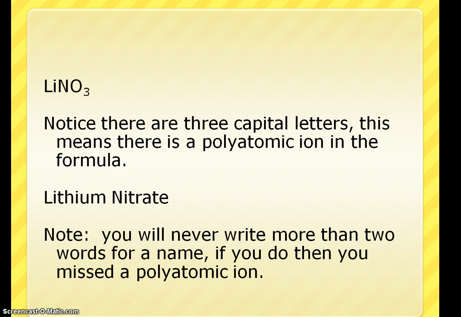So if you find yourself writing 3 words or more than 3 words, then you've missed one of these polyatomic ions and you need to go back and look for it. So that's something you need to get in the habit of. If you start writing a third word, you need to stop what you're doing and go back and look for a polyatomic ion. Okay?